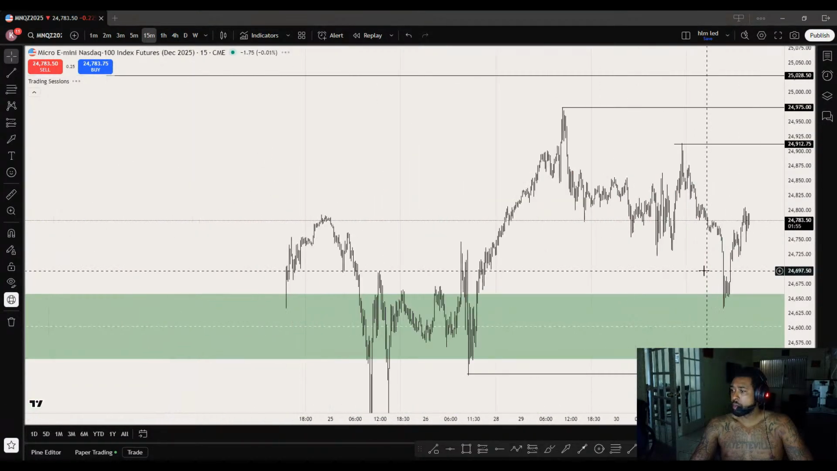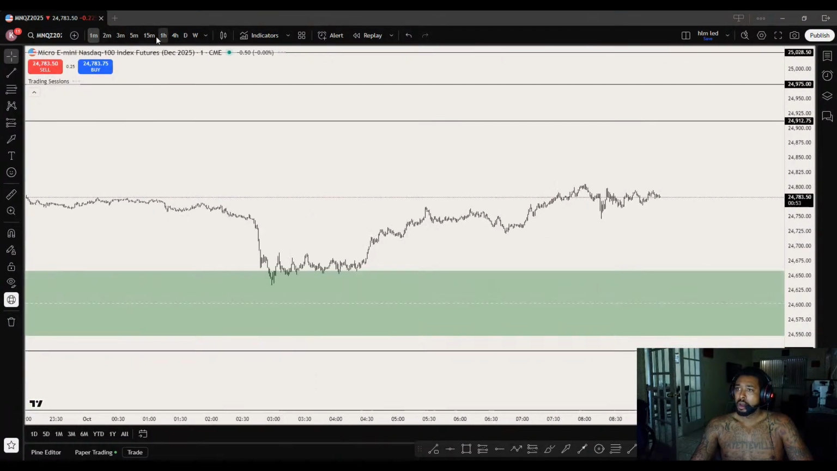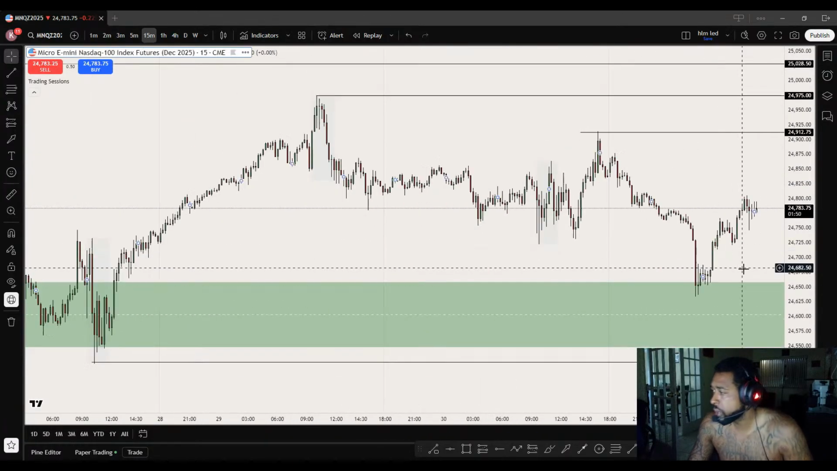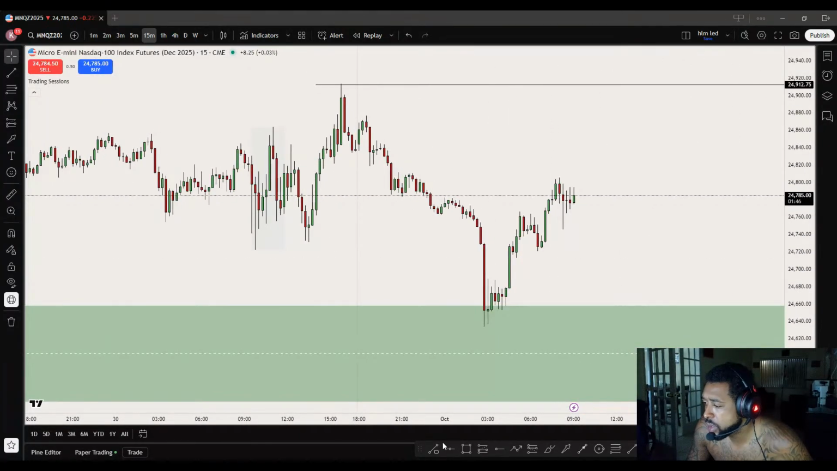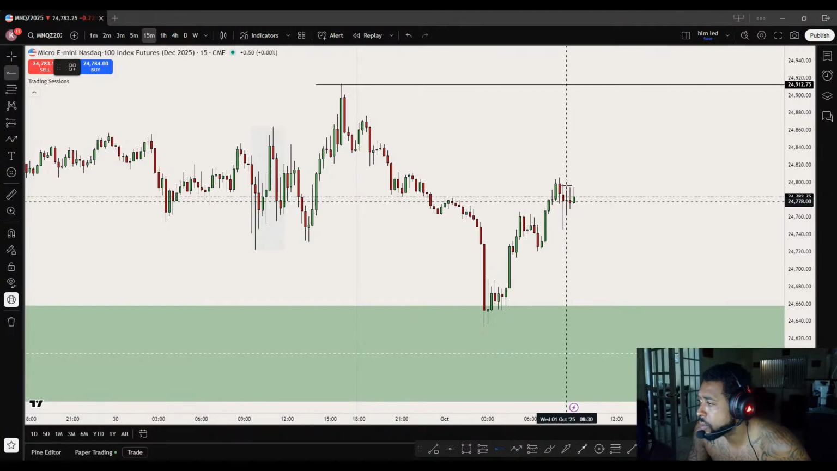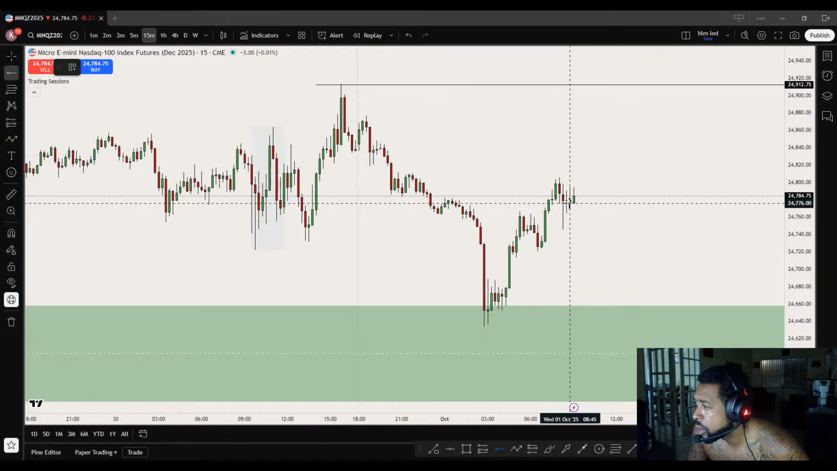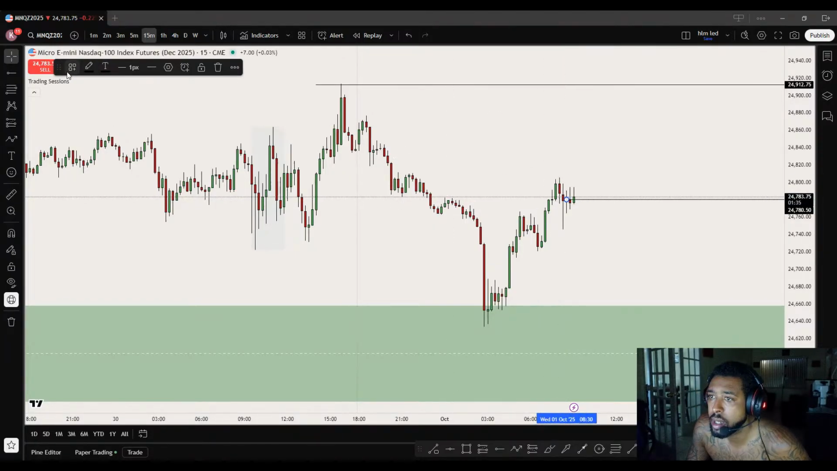So now let's go to our opening prices. Opening prices first. Opening price is literally 8:30. So let's notate that right quick. 8:30 opening price is where here? So right about there, that's the 8:30 open.